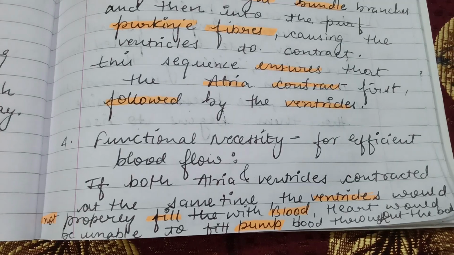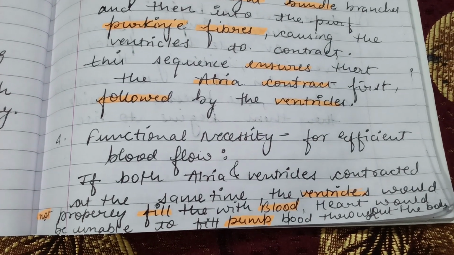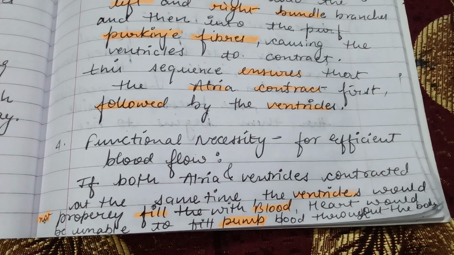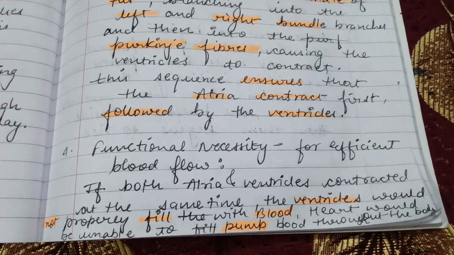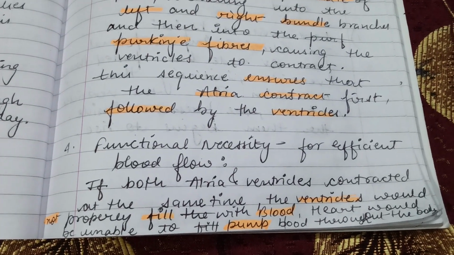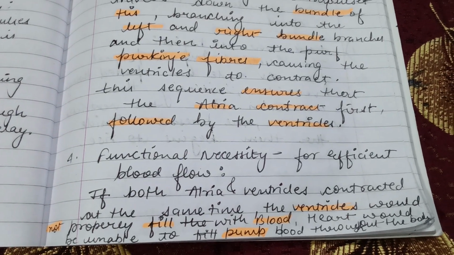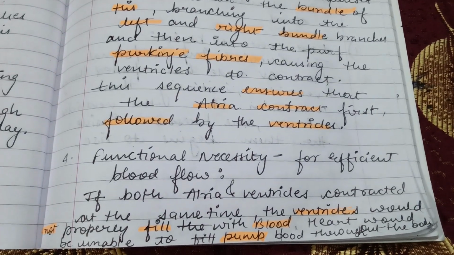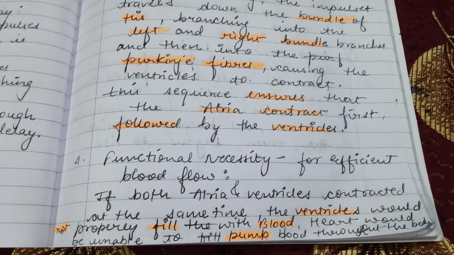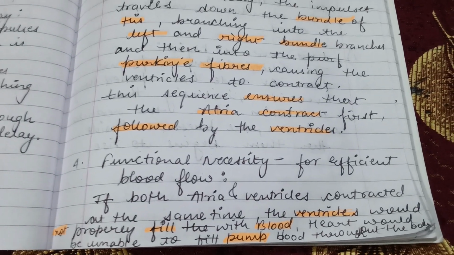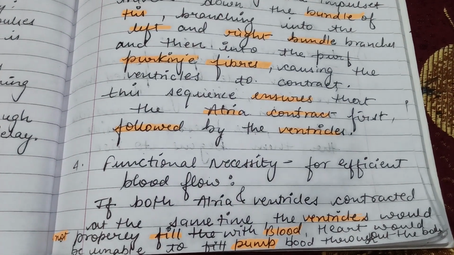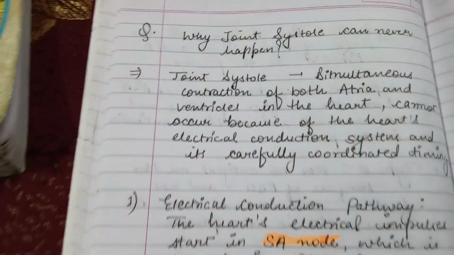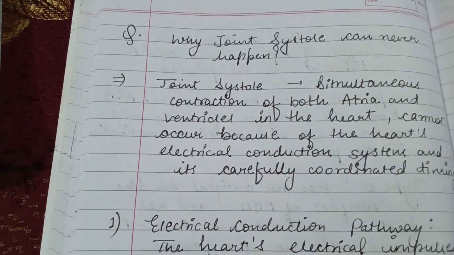Now, why is it so important? Because this is a functional necessity for efficient blood flow. If both of them contracted at the same time, the ventricle would probably not fill with blood, and the heart would be unable to pump blood throughout the body because the ventricle is not able to fill with blood. So that's why this is not possible. Joint systole can never ever happen.